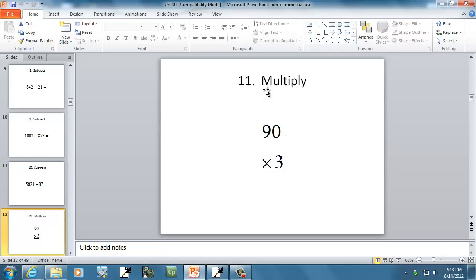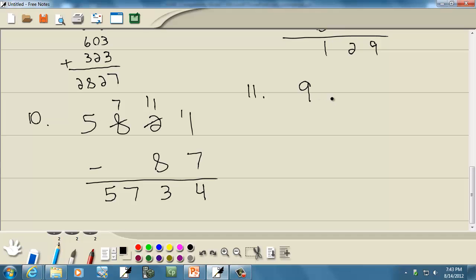Now let's look at multiplication. We got 90 times 3. Well, we'll start with the 3 here and multiply times the first digit up here. So we take 3 times 0, gives us 0. And then we go to the next one. 3 times 9 gives us 27. So that'd be your answer.